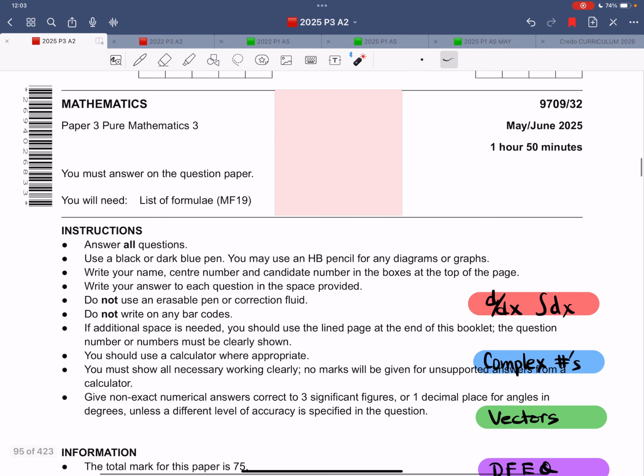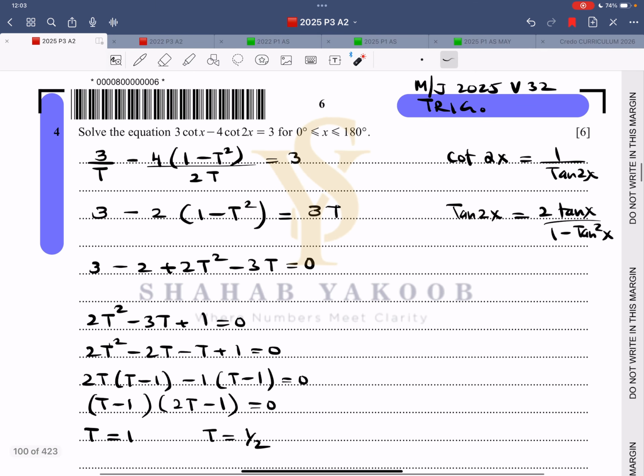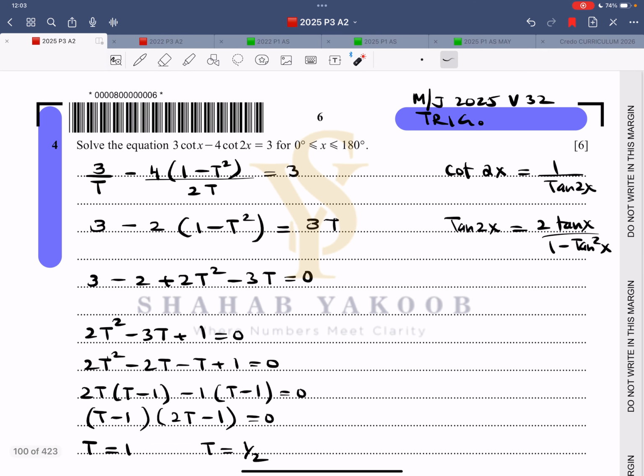That was from May-June 2025 variant 31. This is now 32. Let me go over here. So now this question says solve the equation 3 cot x minus 4 cot 2x is equal to 3. X lies between 0 and 180 degrees inclusive. Now this has to be done in degrees. So if your calculator is in the radian mode, convert it back.